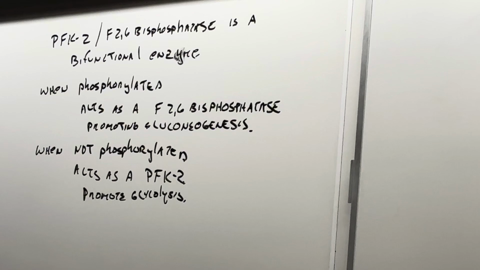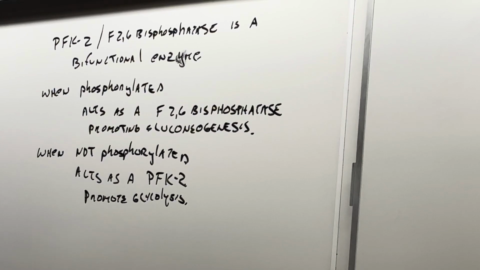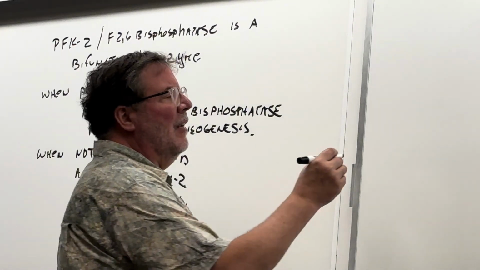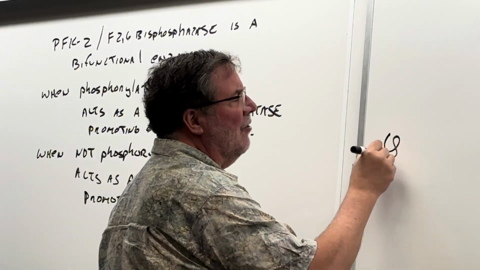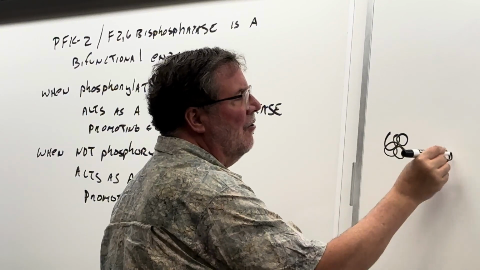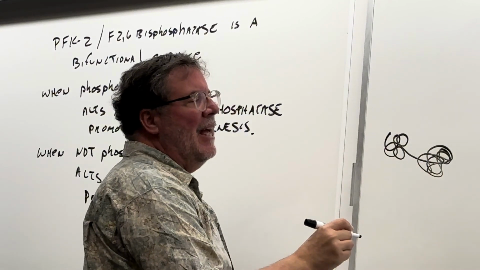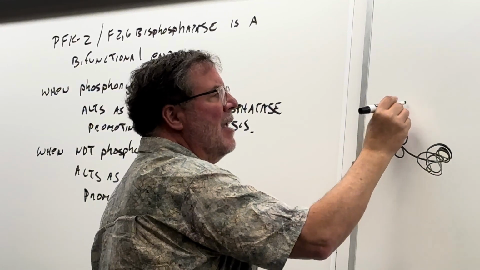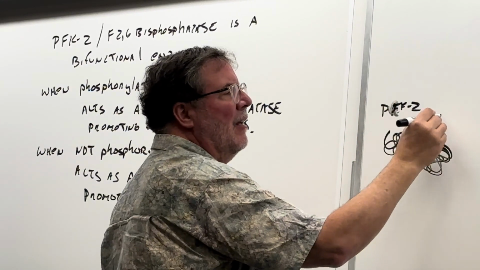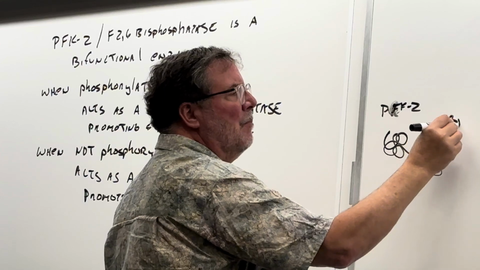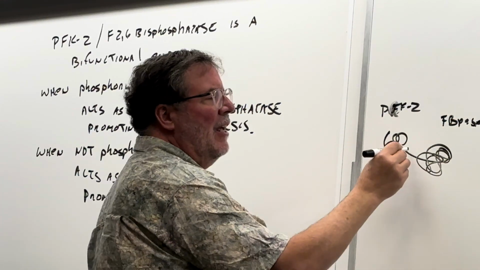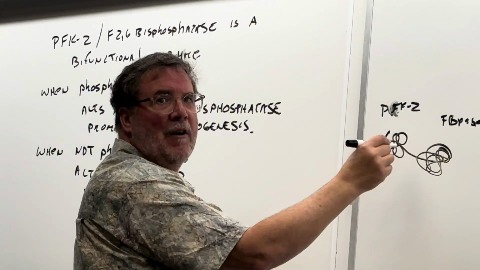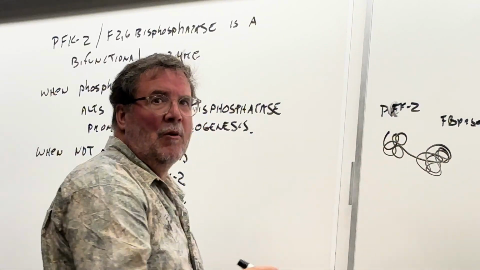Professor, for this enzyme, are there two enzyme domains, or is it just one in phosphorylation? Actually, I didn't draw a picture, but it kind of looks like this. There's a link here, and there's a PFK2 domain and then an FBPase domain like this. I can't remember exactly where the phosphorylation site is to turn one off.